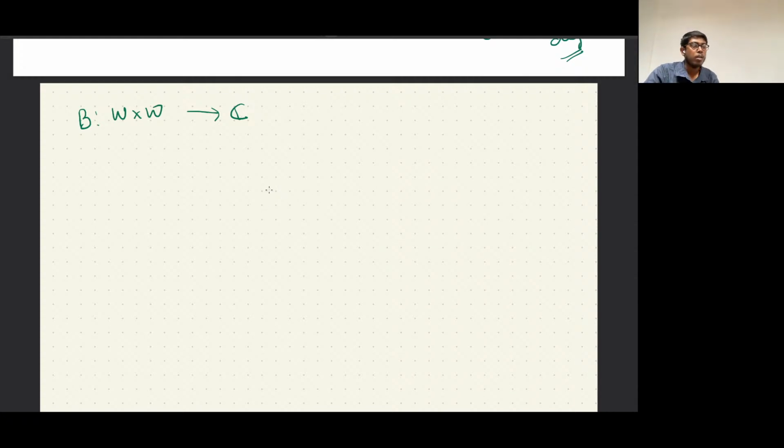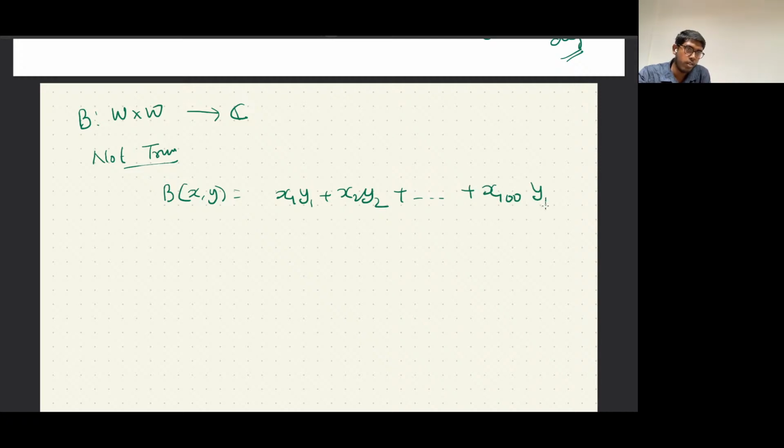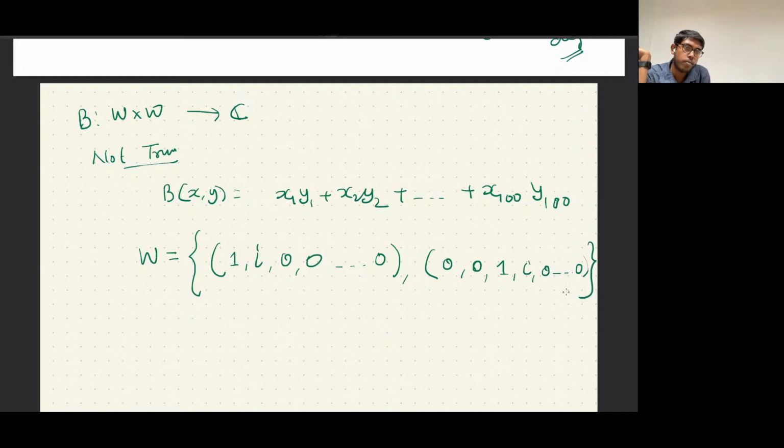But this is not true. Why? What is B of (x,y)? It is given as x1 y1 plus x2 y2 plus up to x100 y100. This 100 is just a number; you can take 4, 10, anything. But let's see this. I'll take W as the span of, let's take (1, i, 0, 0, ..., 0) and (0, 0, 1, i, 0, ..., 0). So this is my W1 and this is my W2.